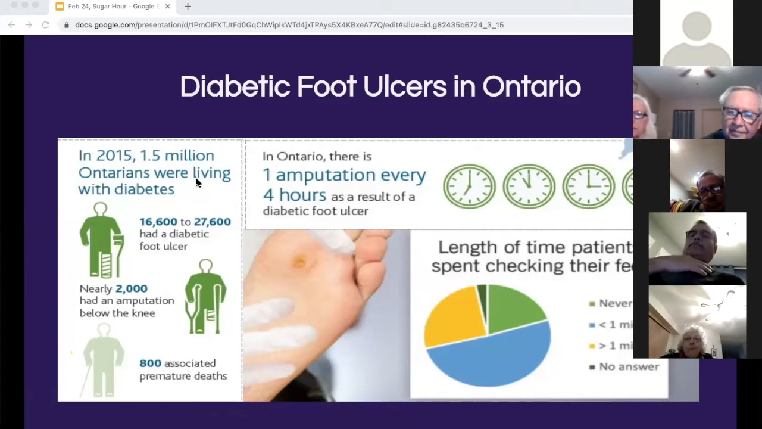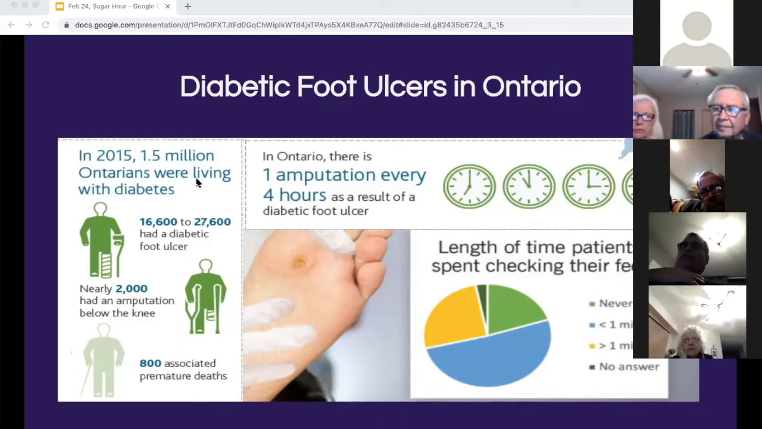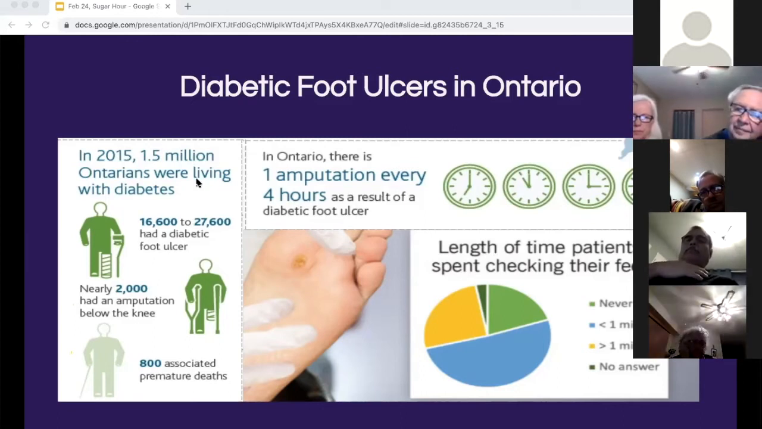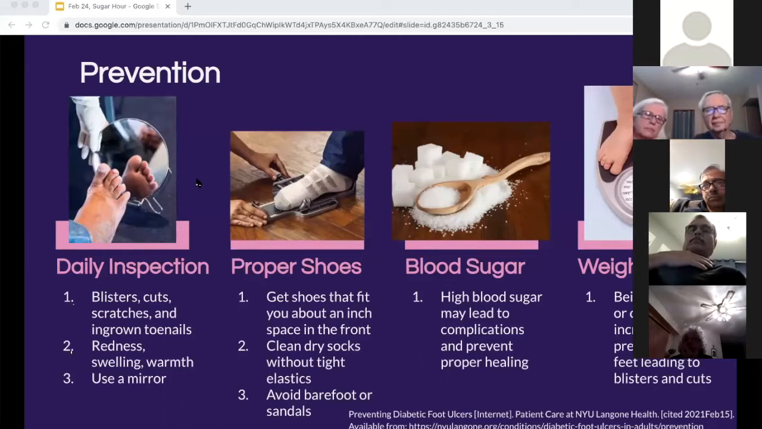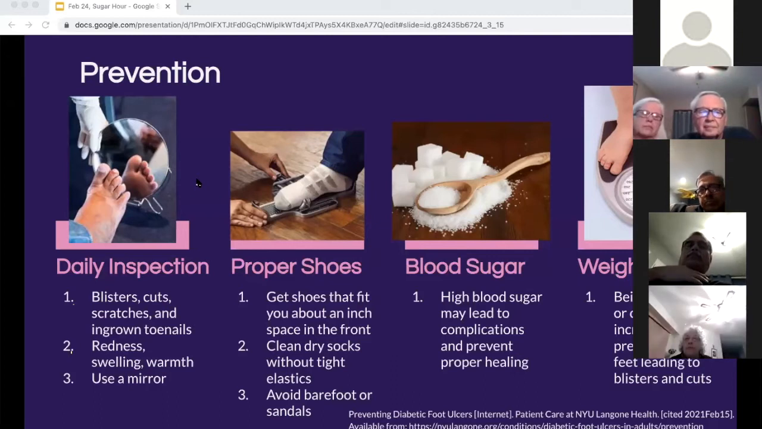So despite the daily benefits of foot inspections, so checking your feet for signs of an ulcer, about 75% of patients who were polled said that they spent less than 1 minute, or actually no time per day, checking their feet. So we're going to talk a little bit about some ways you can include this in your daily routine. These are just some of the recommendations from medical professionals on how to prevent diabetic foot ulcers from starting and progressing.